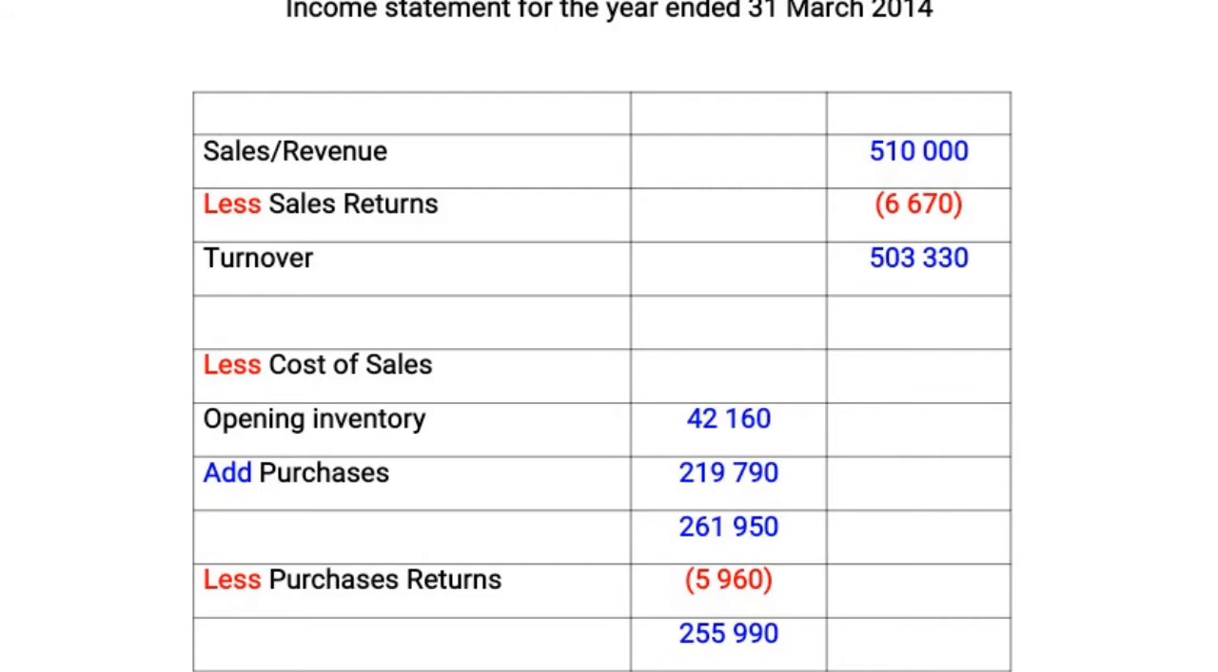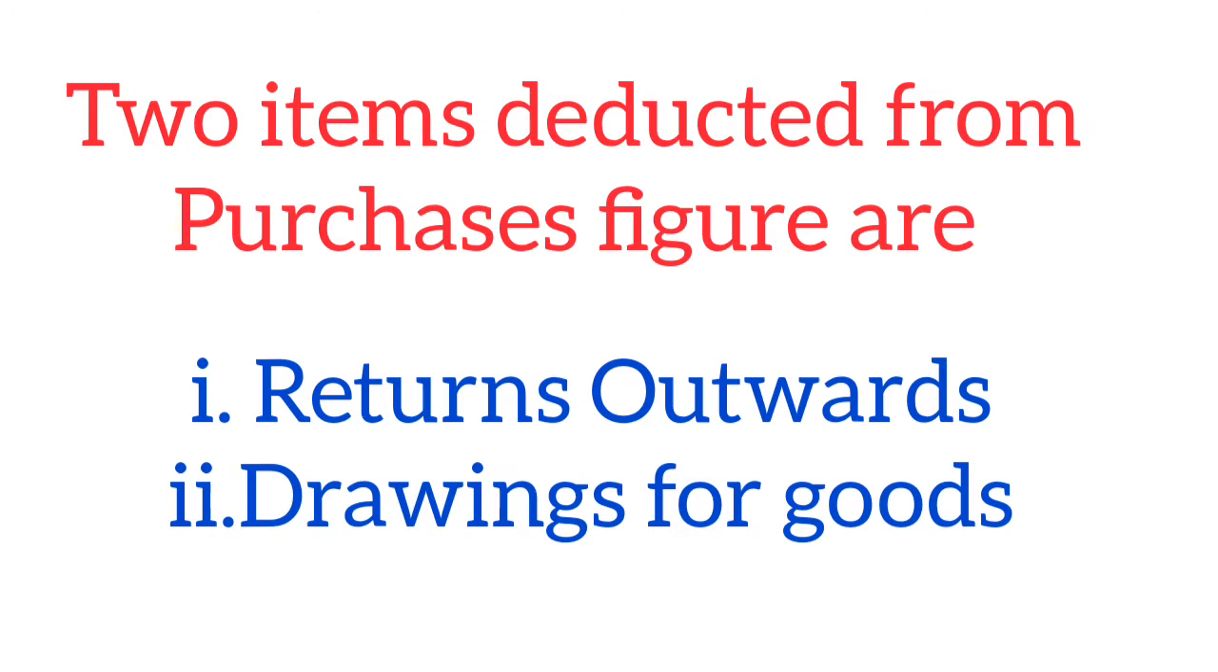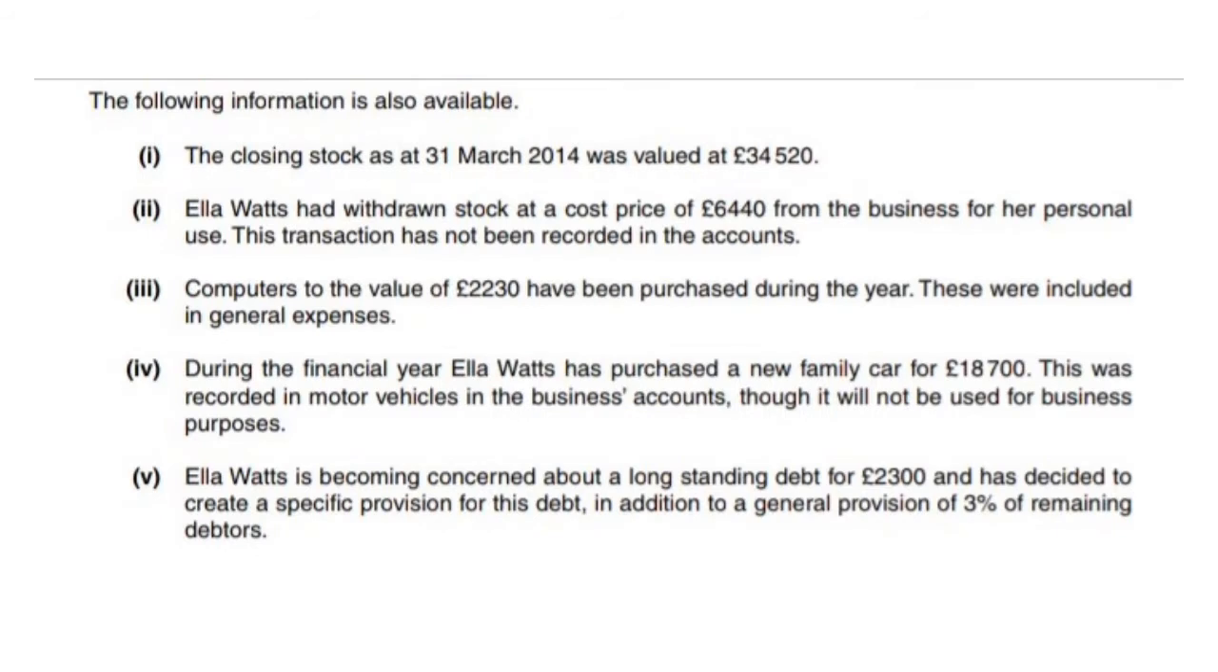255,990. Right. The other component to be deducted is the drawings for goods. Drawings for goods are located under additional information. If you look at additional information note number 2, you can notice that Ella had withdrawn stock or goods at a cost of 6,440 from the business for her personal use. Right. So we have drawings for cash. Those are not deducted, or those are not part of the income statement. But drawings for goods, if the owner of the business withdrew goods for own use, we have to deduct those goods from the purchase amount.